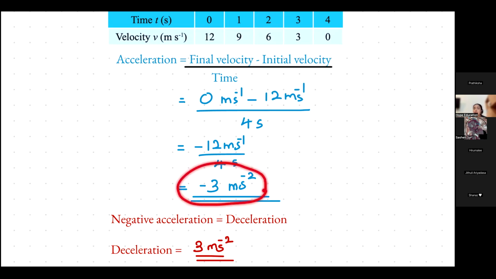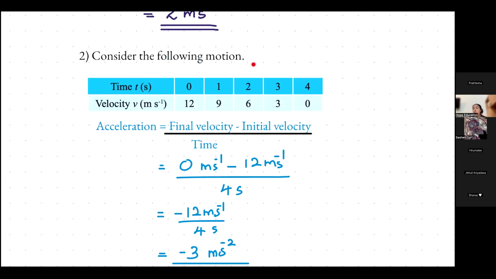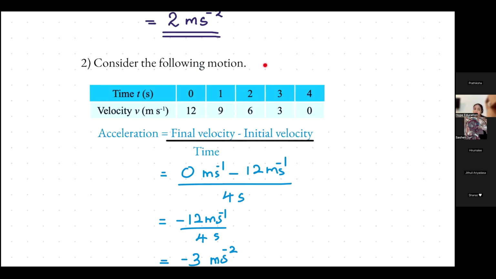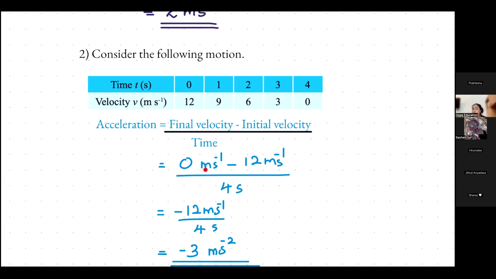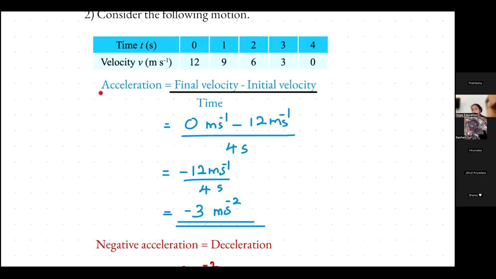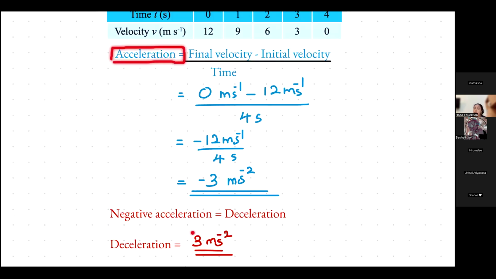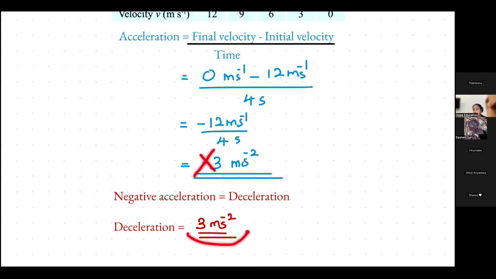But if the question gives this motion and says find the deceleration, when it says find deceleration, you find acceleration first, because we get the answer from the acceleration. Find the acceleration, drop the minus sign, and you just write the value as deceleration.